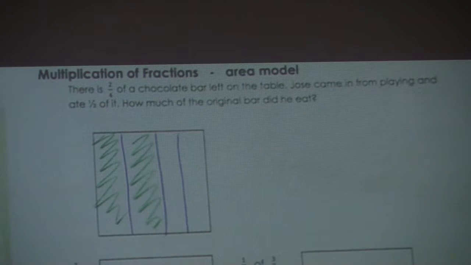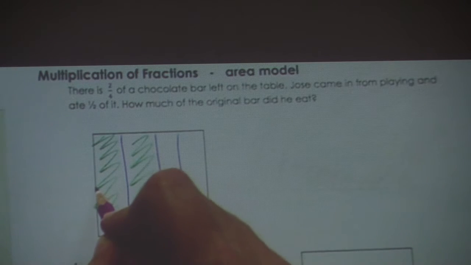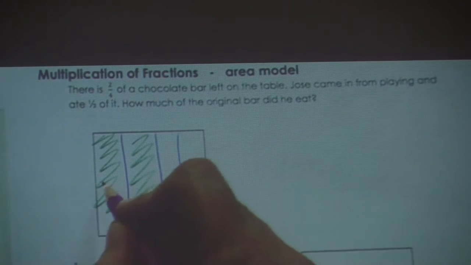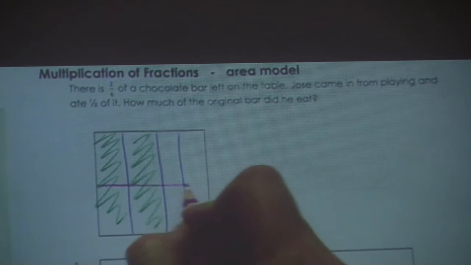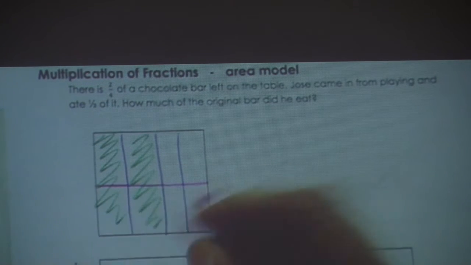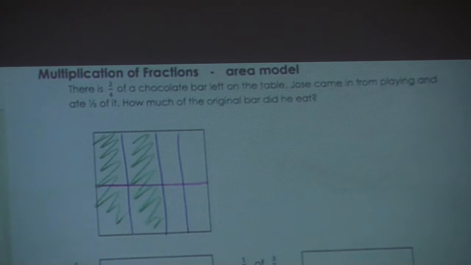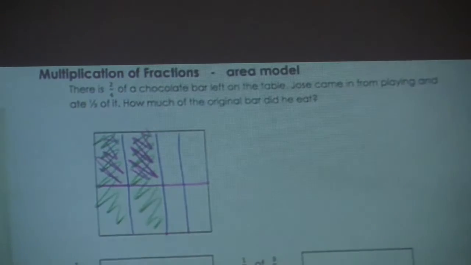Jose, my dear brother, came in and saw it and decided to eat half of it. And we mean half of what's there. So he's eating half of the half. Well, there's half of my half, but I do draw the line clear across. But if he ate half of it, he ate half of that first piece, half of that second piece.